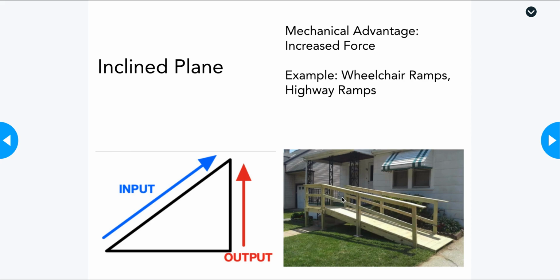If you look here, this stoop is maybe about a meter off the ground, and you could just jump up there, but instead we travel a greater distance, and as a result we are able to move up there easier because that force is being dispersed over a larger distance. And so our result here is that we have an increased force. Highway ramps are another example of this.